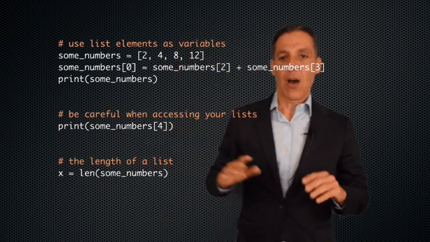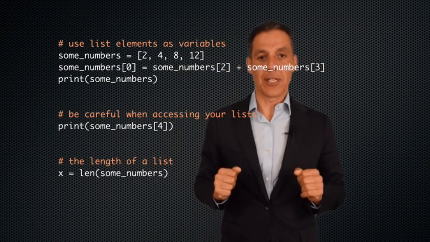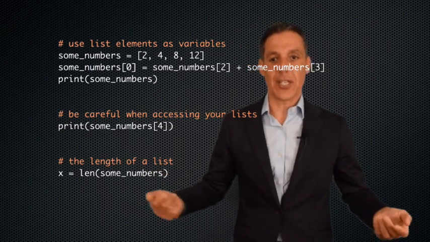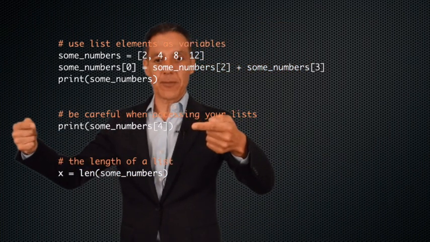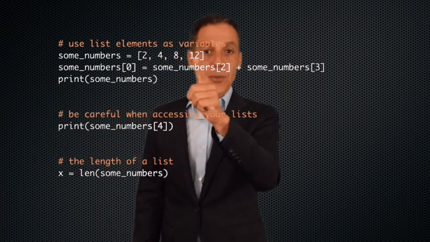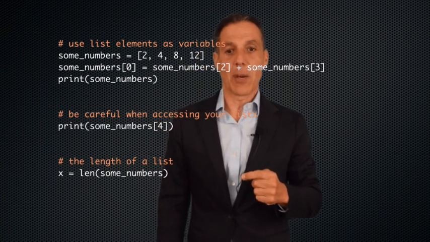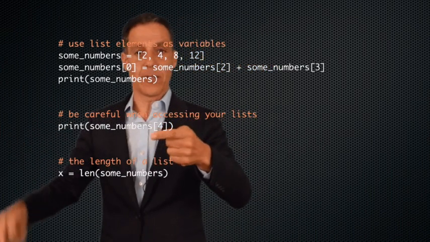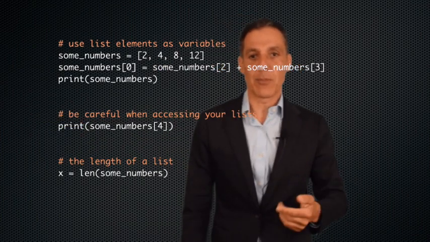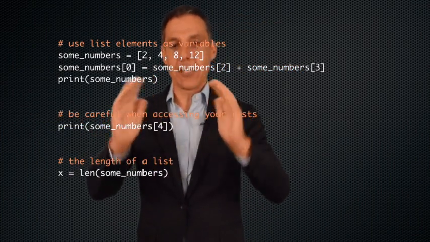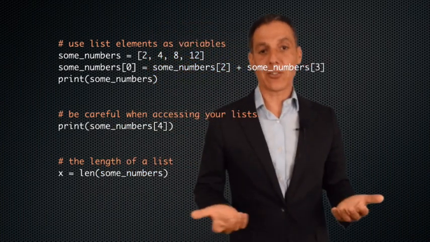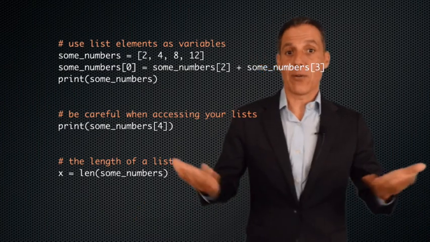Okay. One of the things you have to be very careful about with lists is that you don't try to access an element that doesn't exist. So for example, if I say, please print for me some numbers sub 4, let's see, 0, 1, 2, 3, there is no some numbers sub 4, so that will lead to an error. And obviously if you try to index a negative number or a floating point number, you can only index on the integer starting from 0 to the length of a list minus 1. And so the question you want to ask yourself is, well, how do I know how long a list is?